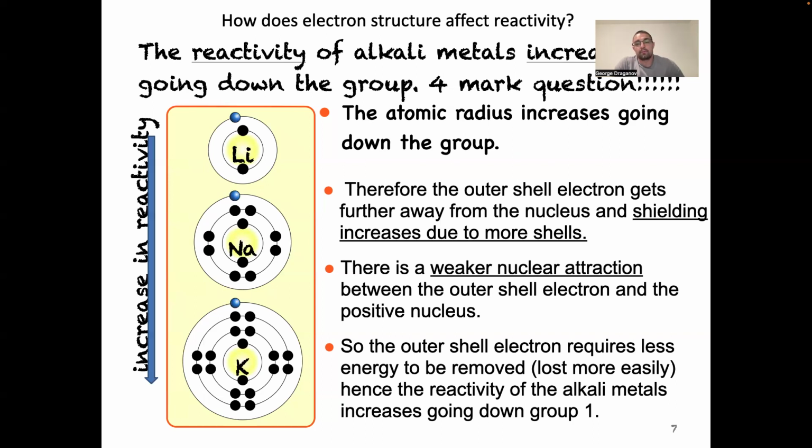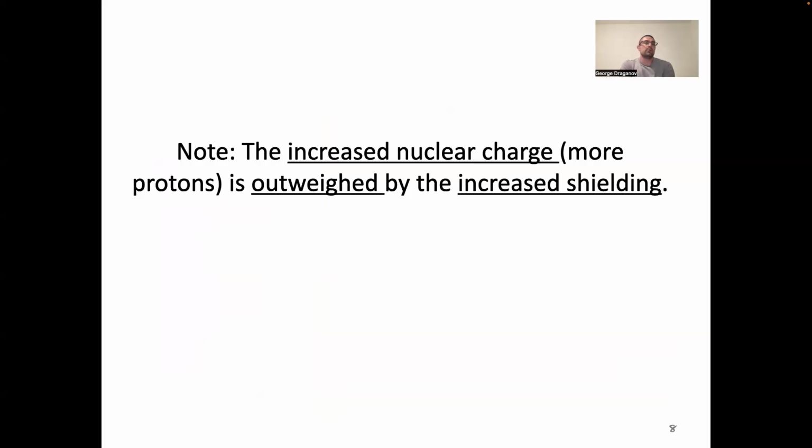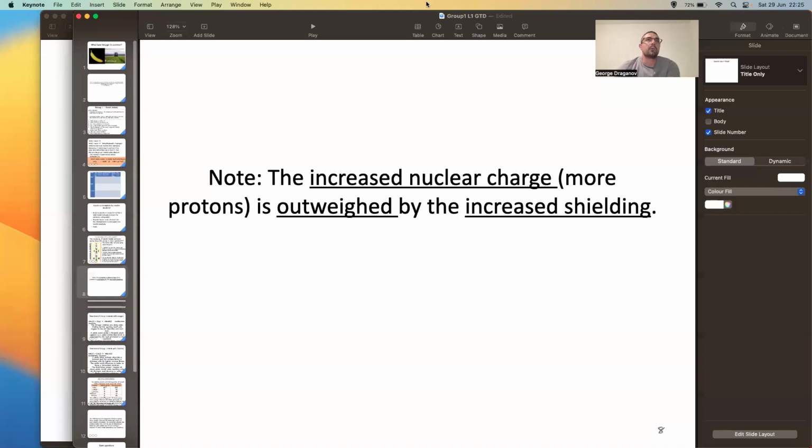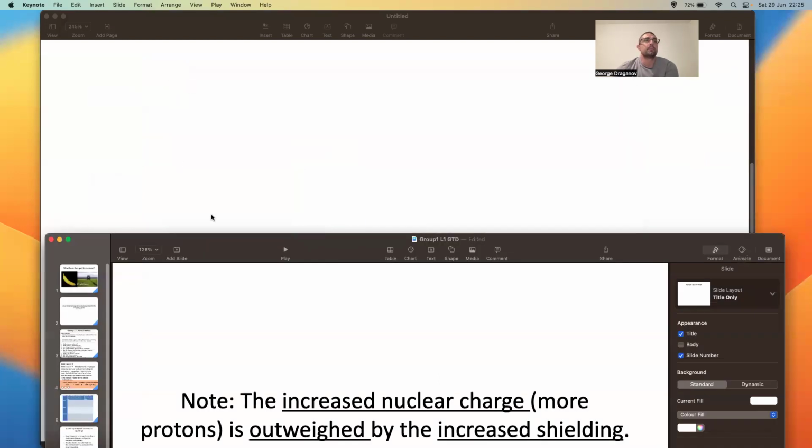However, they'll be wrong, because the nuclear charge is cancelled out, or not cancelled, but overpowered or outweighed by the shielding effect of the shells repelling. So the increased nuclear charge, i.e. more protons means more nuclear charge, is outweighed by increased shielding. And that is the final point on group 1 metals. So just learn the facts well. Everything is in your notes for you to see.